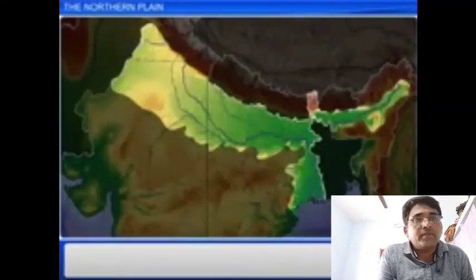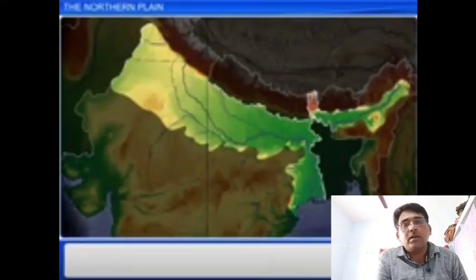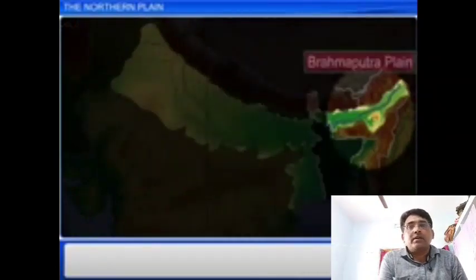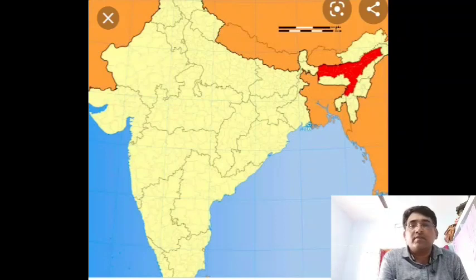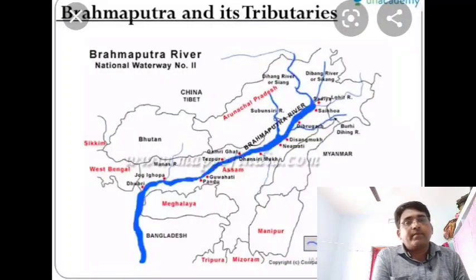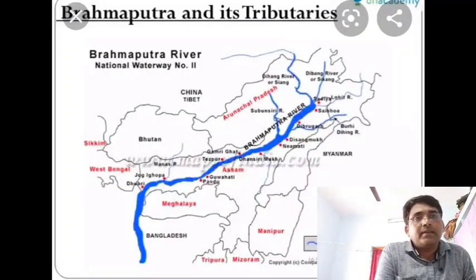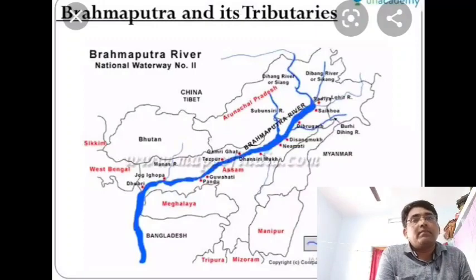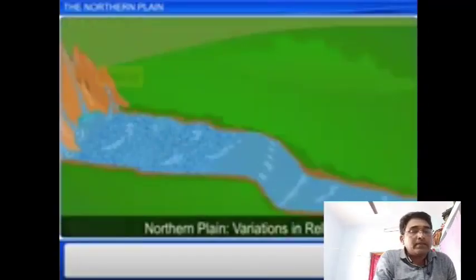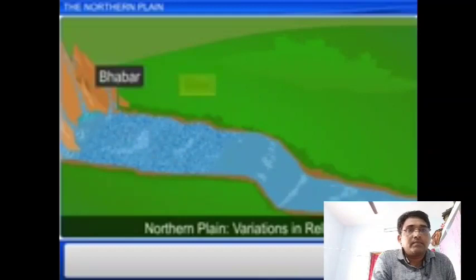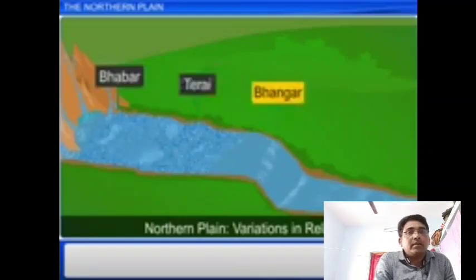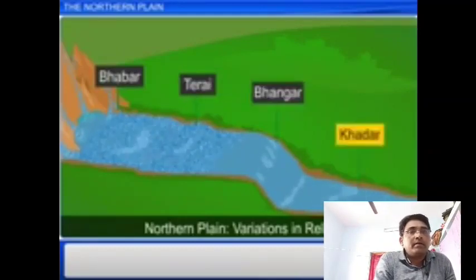The final part of the northern plains is the eastern part. The eastern part of the plain exists mostly in the Brahmaputra valley of Assam. The Brahmaputra and its tributaries are mainly responsible for this plain and its formation. The northern plains divide into 4 regions: Bhabar, Terai, Bangar and Khadar.